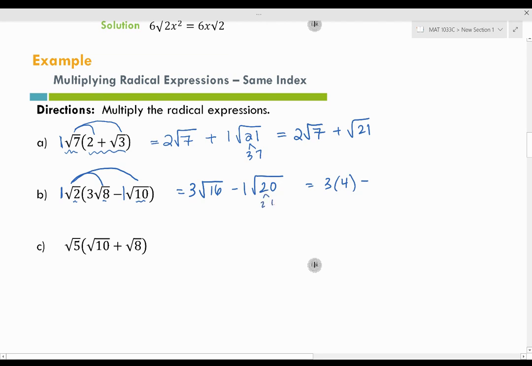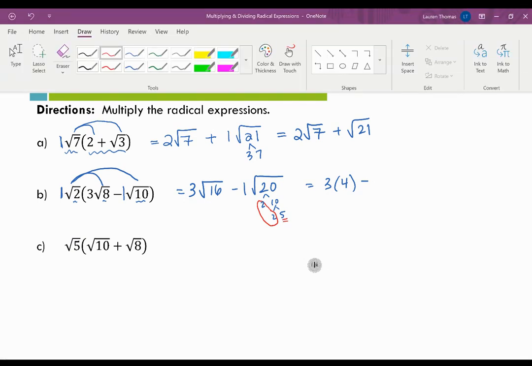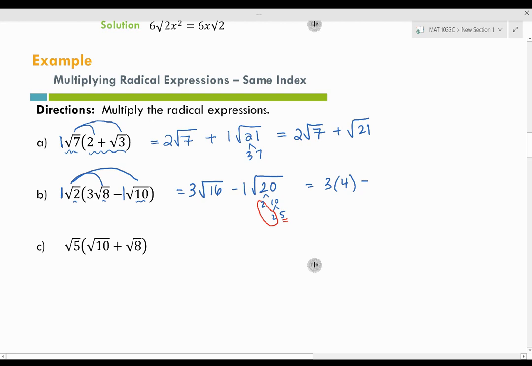We have 2 times 10, 2 times 5. It does break down. Because that's a square root, remember our prime numbers can come out in pairs. So I have a pair of 2's here. This 5 is going to stay underneath. So when I go to write my answer, that's going to be negative 2 square root of 5. And then I can't forget to multiply that 3 and the 4. So my final answer is 12 minus 2 square root of 5.